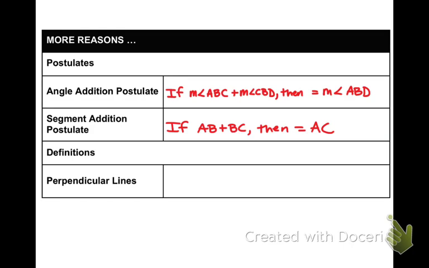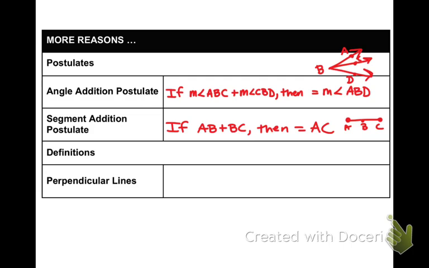Right? If it helps you, we can make little diagrams of this. So you have two angles: angle ABC and then CBD. So this top plus this would equal the whole, the angle addition. Segment addition: A, B, C, AB plus BC would equal the whole thing. Okay, so angle addition postulate, segment addition postulate. We've already had those. We took care of them in chapter 1.